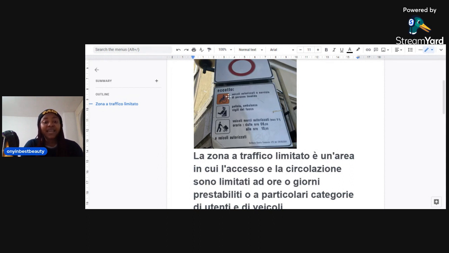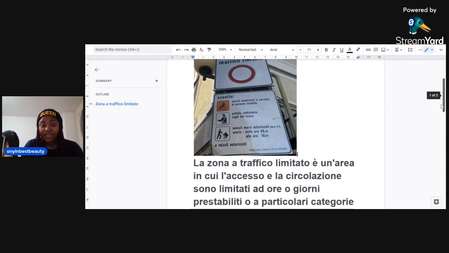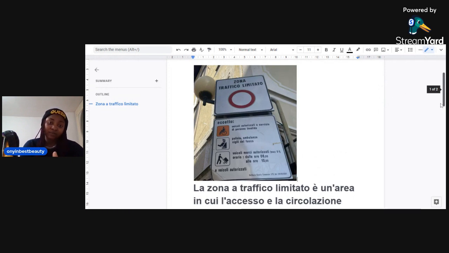Then, eccetto, meaning that vehicles are limited from this particular area, from this particular zone. When you see this eccetto in this panel, it is telling you that this particular category of vehicles is excepted. In this signal, it is pointed out that this one is a vehicle for invalide, meaning people who are disabled. It says veicoli autorizzati a servizio di persone invalide.